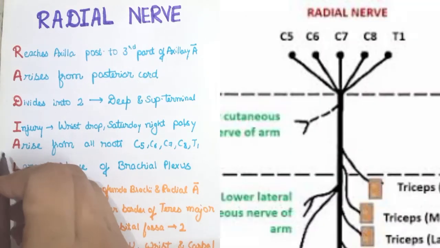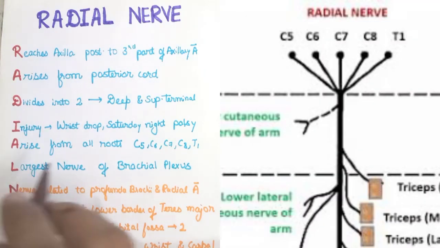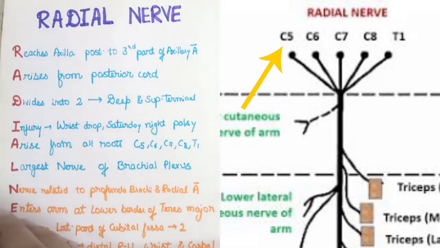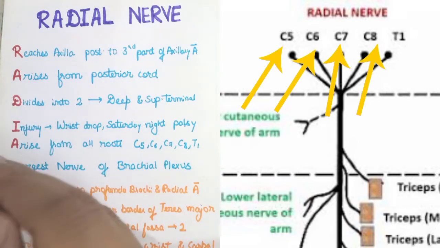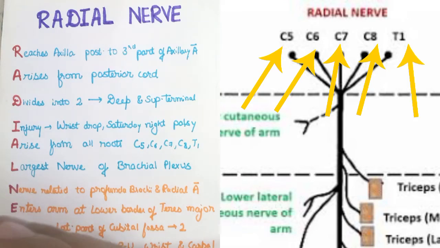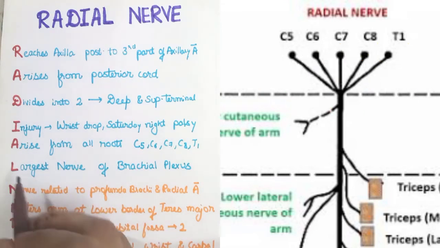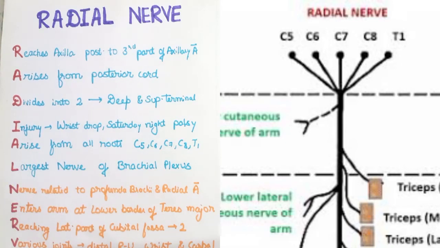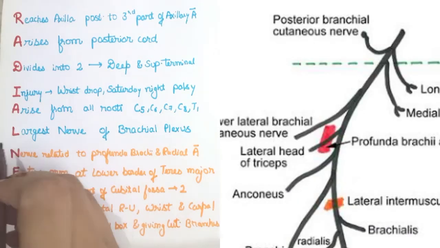The letter A stands for it arises from all the roots. It means all the roots of the brachial plexus, starting from C5, including C6, C7, C8, and ending at T1. And it's also a very important point. The next one, L, stands for it's the largest nerve of the brachial plexus. The brachial plexus gives rise to a number of branches, and this is one of the largest nerves of the brachial plexus.